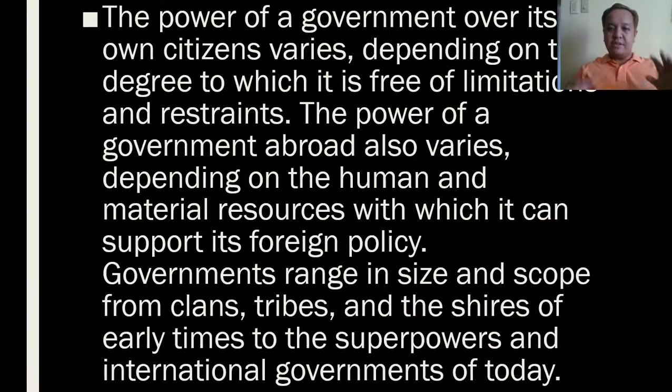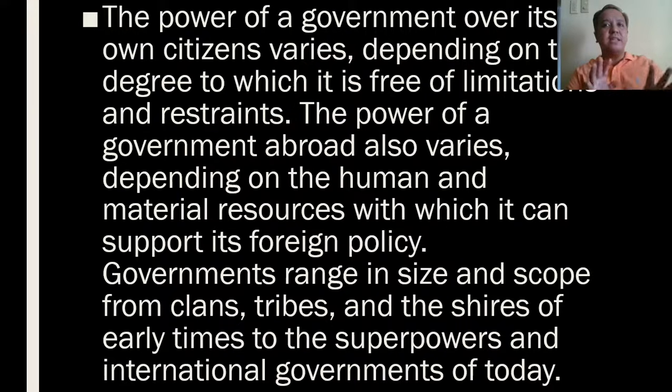Okay, so the power of a government over its own citizens varies depending on the degree to which it is free of limitations and restraint. So, the power of a government abroad also varies, no? Depending on the human and material resources with which it can support its foreign policy. Governments range in size and scope from clans, tribes, and the shires of the early times to the superpowers and the international governments of today.